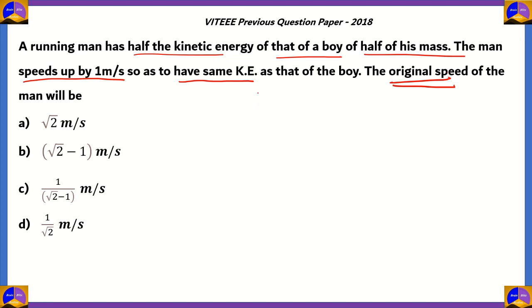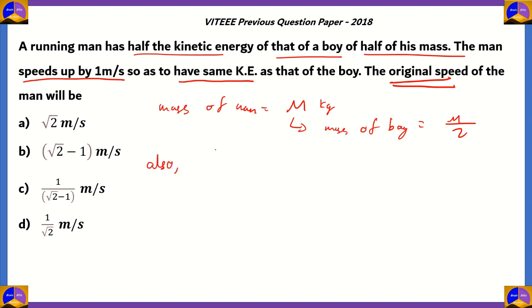So here, the mass of the man, let's take that as m kg. So therefore, the mass of the boy will be m divided by 2, because in the question it says half the kinetic energy of a boy of half of its mass. So also according to the question, we have the relation that the kinetic energy of the running man is half that of the boy. So that means the kinetic energy of the man is half times the kinetic energy of the boy.